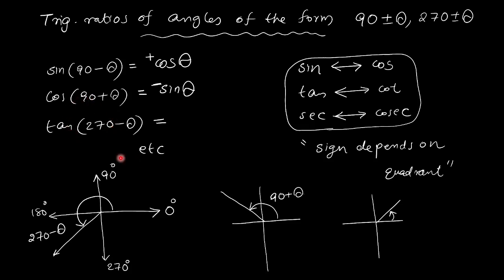Before that, for 90 or 270, tan becomes cot of the last angle. Now tan of the third quadrant will be positive. In the third quadrant only tan is positive. So tan of the third quadrant will be positive, etc. So you understood? All of it clear? Trigonometric ratios of the angles of the form 90 plus or minus theta and 270 plus or minus theta. All of it clear?